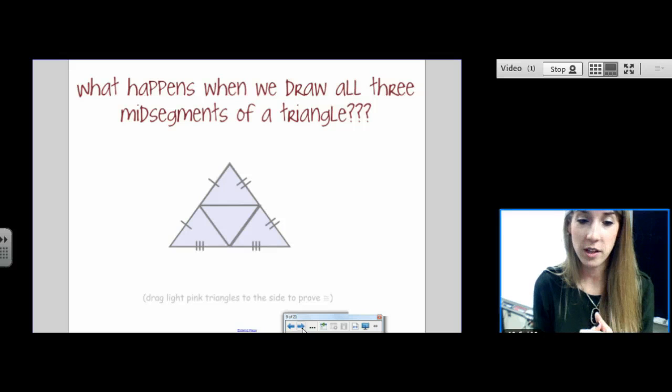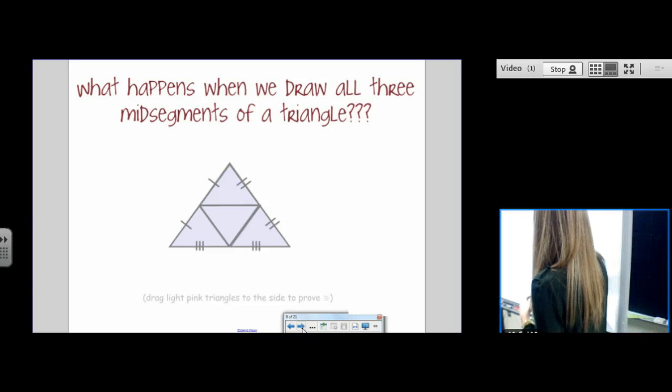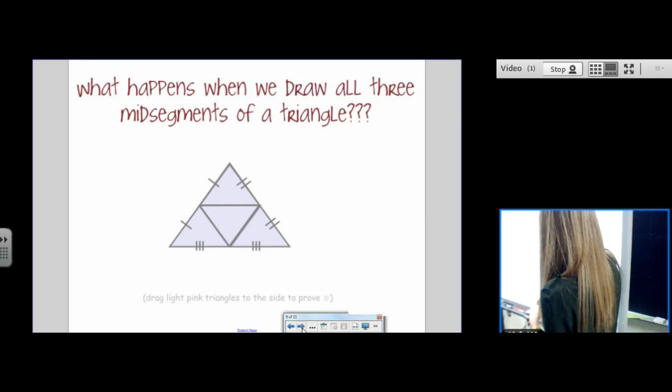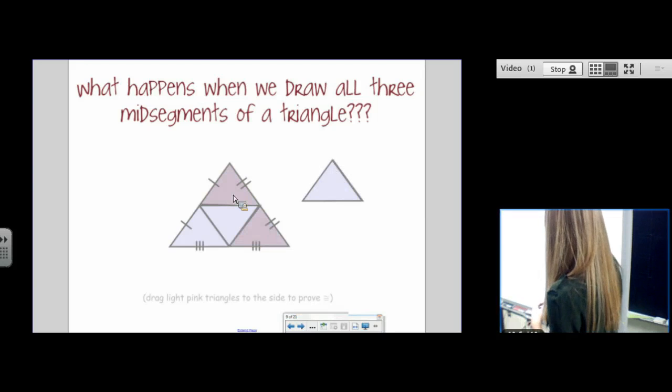They're not all similar. Well, they are all similar, but they're more than that. All 4 of those triangles are actually congruent. 4 congruent triangles. It's really cool. A cool property about the midsegments.